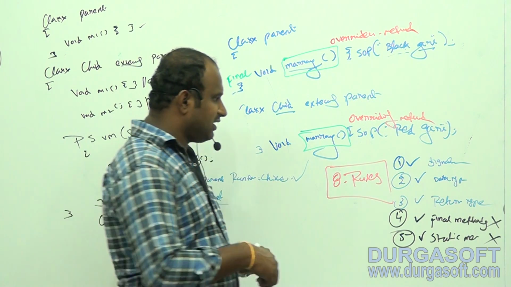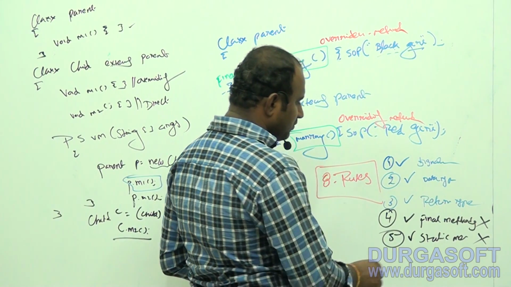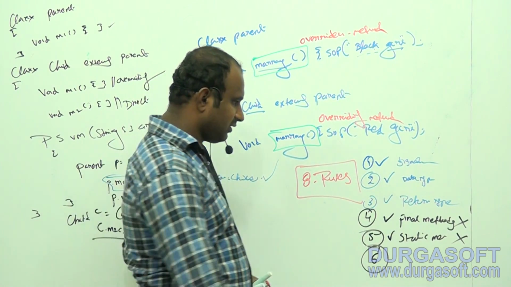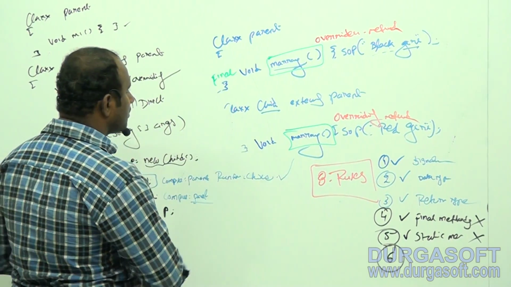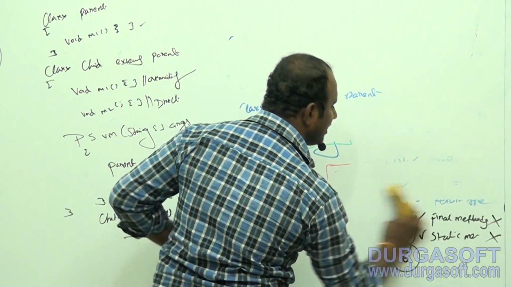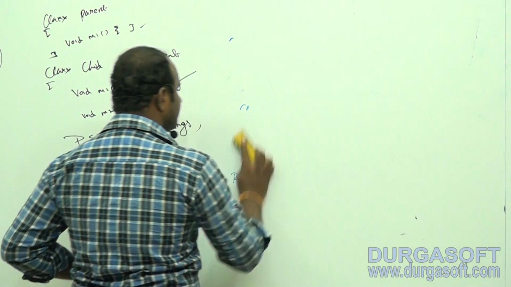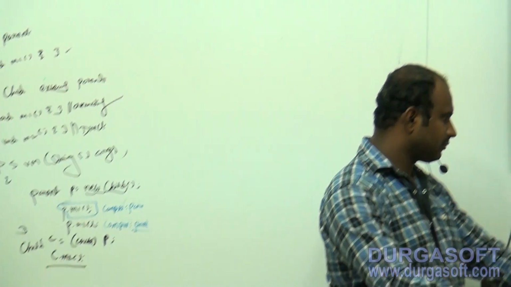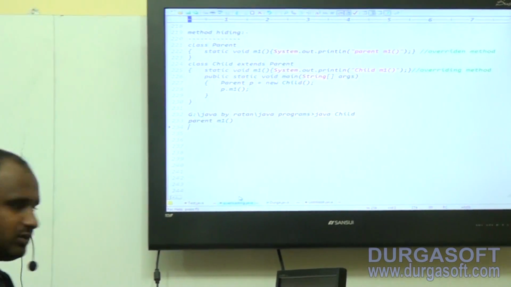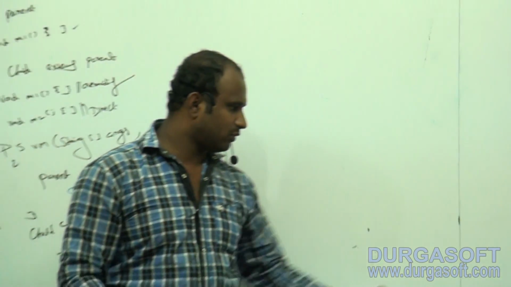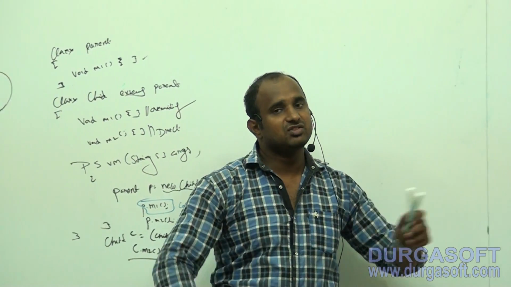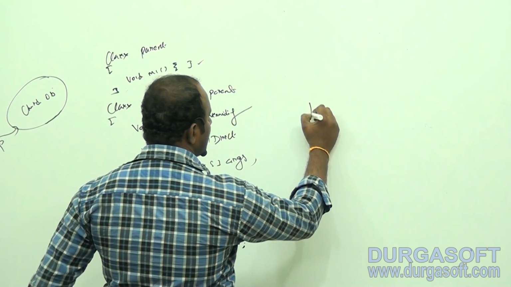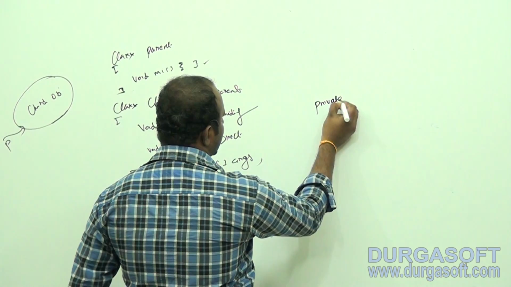The next one we will discuss is rule number 6. What is the rule number 6 here? So overriding rule number 6 we will discuss. Before going to rule number 6, you must know information about the private modifier. What about the private modifier?